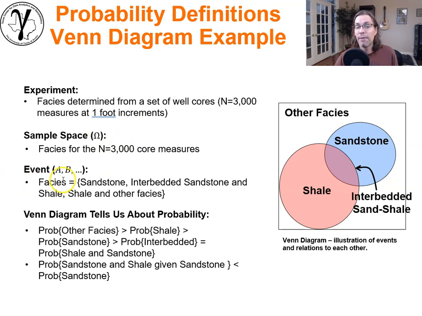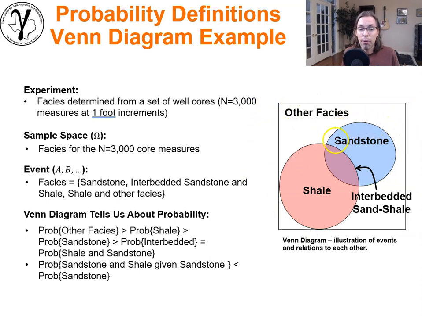Then we can go ahead and define event A and B. Maybe our event A could be sandstone and B some type of shale or something like that. So we define our events. Instead of using A and B, I'll just call it shale and sandstone. Now we can take the result from the 3,000 data and draw our Venn diagram. And this is pretty cool because we have all possible outcomes, the box, omega.